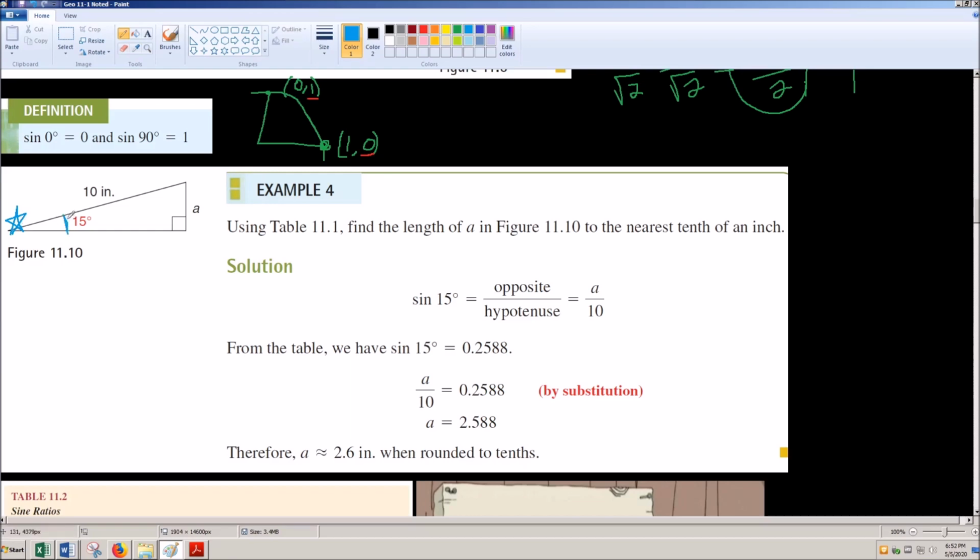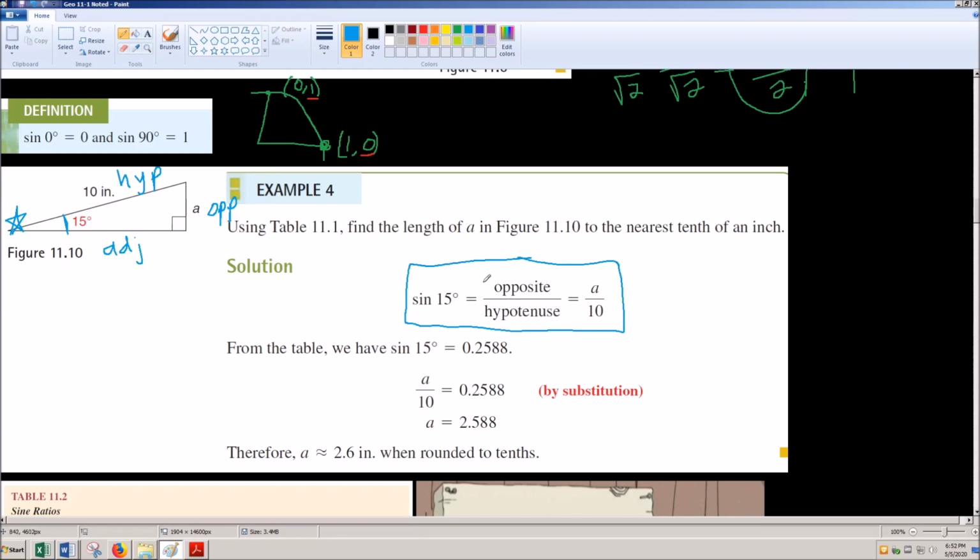The 15 degrees I'm giving you is right here. So this is going to be my opposite. This is my adjacent, and here is my hypotenuse. What does sine use? Sine uses opposite over hypotenuse. So when I'm setting this up, I'm going to say sine of 15 equals a over 10. So a is the value I'm solving for here.